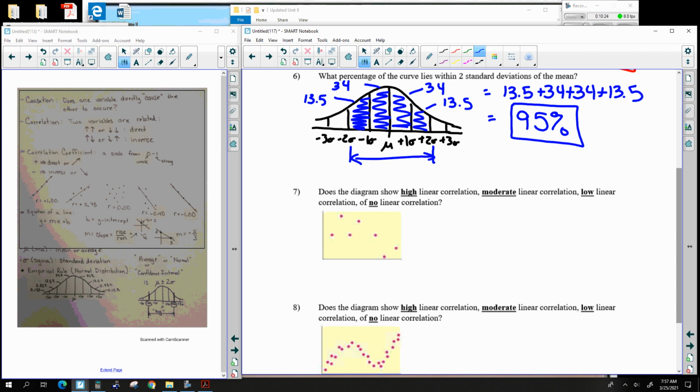Okay, now we're talking about the correlation. Is it high, medium, moderate, low, or no? And so again, what this difference is: how close are the dots to the line? If the dots are really, really close to the line, then it would be high. If the dots are kind of by the line, then that would be considered to be moderate.